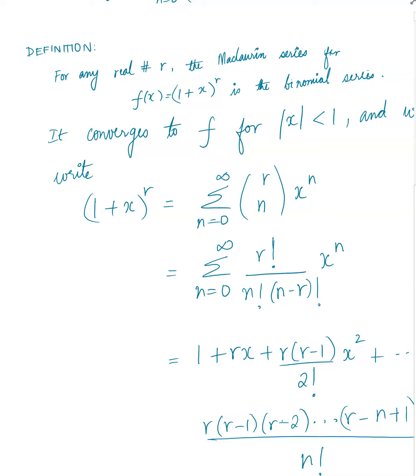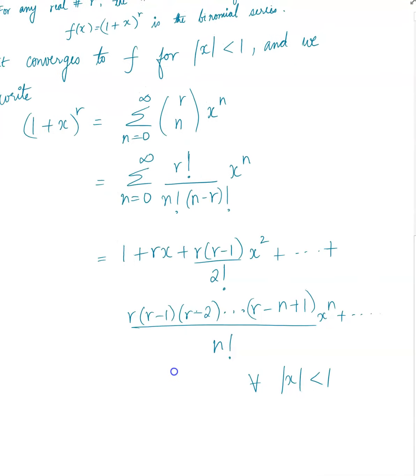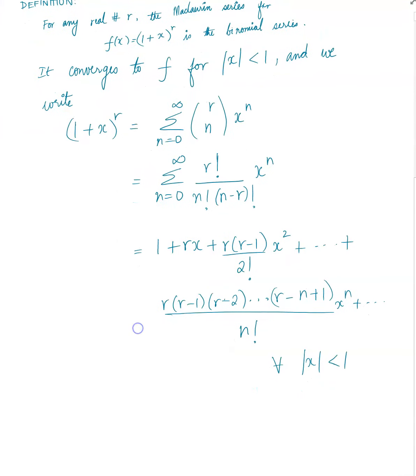So we say that for any real number r, the Maclaurin series for f of x is the binomial series, and it converges to f for absolute value of x less than 1, and we write it like this. So we have (1 plus x) to the power r is the summation from n equals 0 to infinity of nCr x to the power n. And then I kind of expanded it for you here. So that is what we have as the definition. We'll do problems so that you can begin to follow along more clearly.